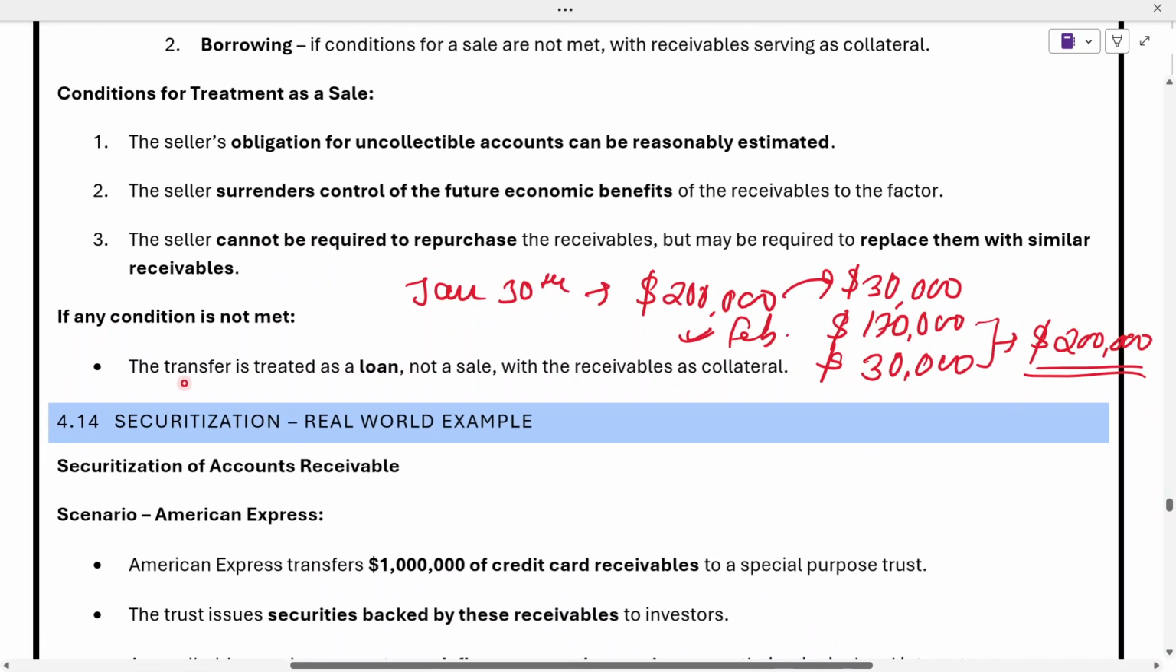Now finally, the transfer is treated as a loan, not a sale, with the receivable as collateral. So if the conditions we studied above for the sale are not met, then this will be treated as a loan with the receivable as collateral.